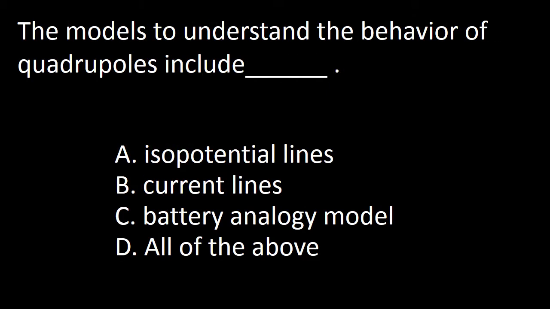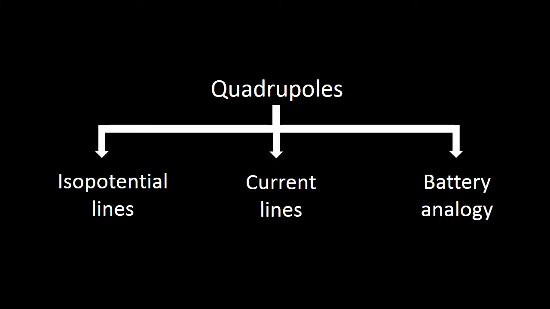Next question. The models to understand the behavior of quadrupoles include: A, isopotential lines; B, Cordon lines; C, battery analogy model; D, all of the above. Quadrupoles can also be represented by isopotential lines, Cordon lines, and battery analogy model.